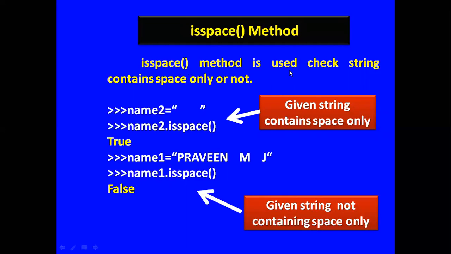The isspace method is used to check whether a string contains only spaces or not. So it is going to check the space. If the spaces are present, like Praveen dash M dash space, the given string contains spaces but not only spaces, then it is going to give you false.